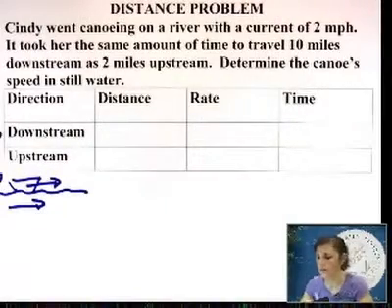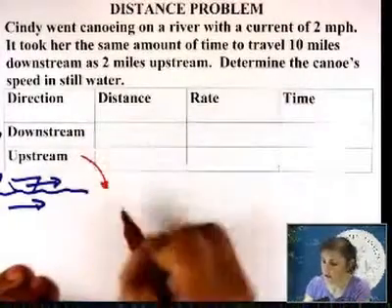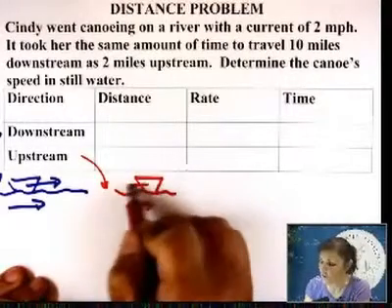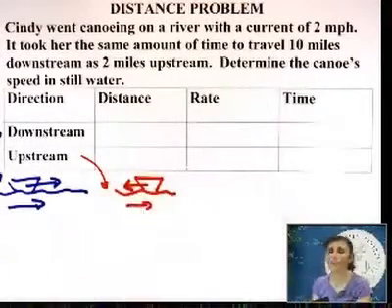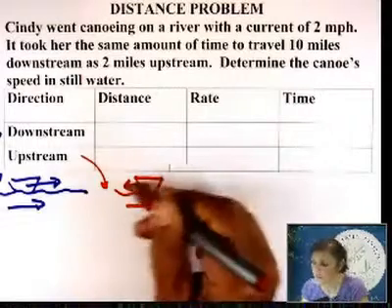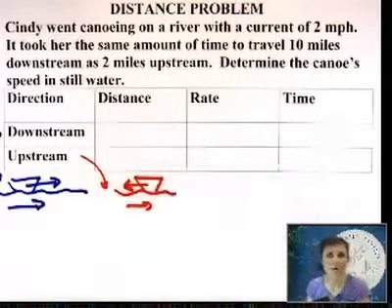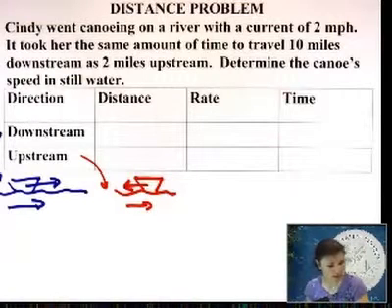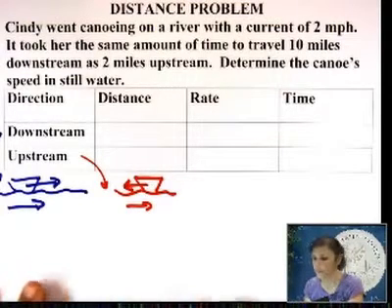Upstream means, here's your current, here's your boat. You're going against the current. To be able to even move, your speed has to be bigger than the current. Otherwise, you're just going to stay in place and do nothing, okay? So let's talk about that.